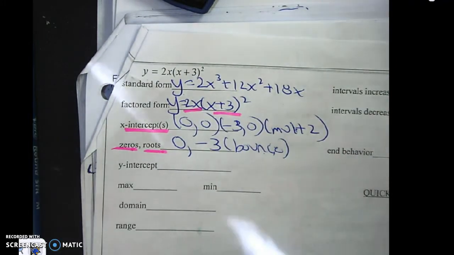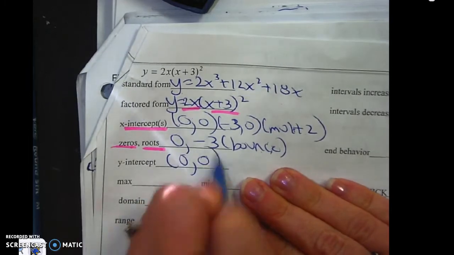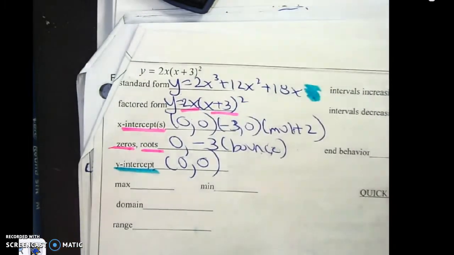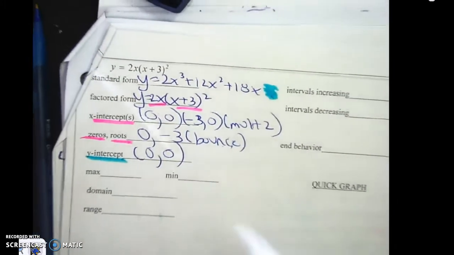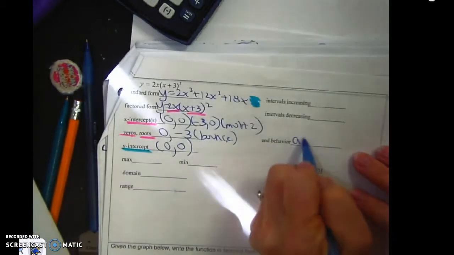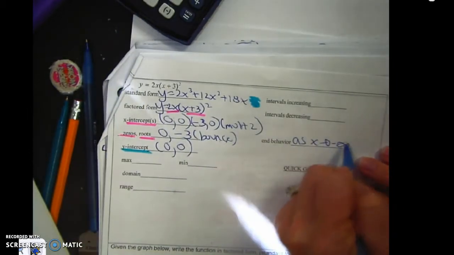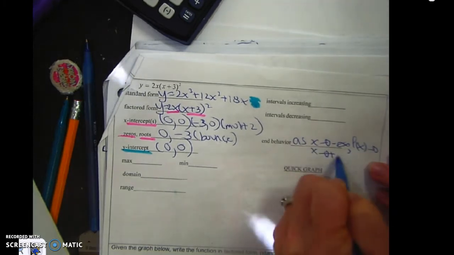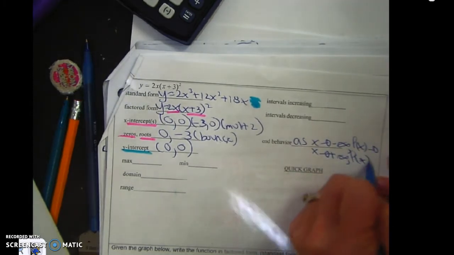Okay. Y-intercept is what's in standard form. Well, if my x is 0, my y is 0. And if you look, there's nothing right there. That's why I have no y-intercept. Okay. As x approaches negative infinity, f of x approaches. As x approaches positive infinity, f of x approaches.